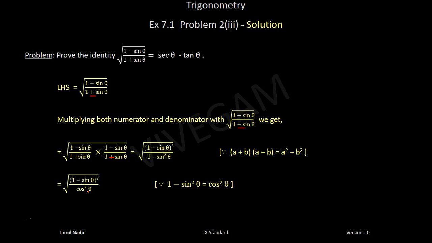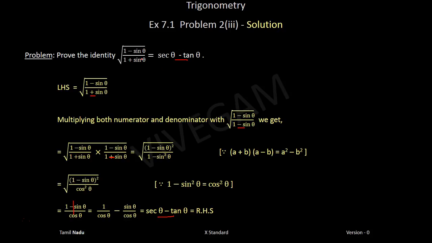Now you can take the square root, because square root of cos square theta is cos theta, and square root of 1 minus sin theta the whole square is 1 minus sin theta. So taking the square root, you get 1 minus sin theta by cos theta. Now you can divide this into two fractions, right? So it is 1 by cos theta minus sin theta by cos theta. What is 1 by cos theta? That is secant theta. What is sin theta by cos theta? That's tan theta. So you get secant theta minus tan theta, which is nothing but your RHS.